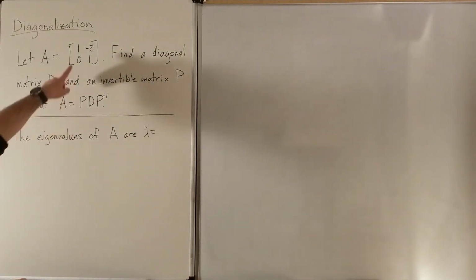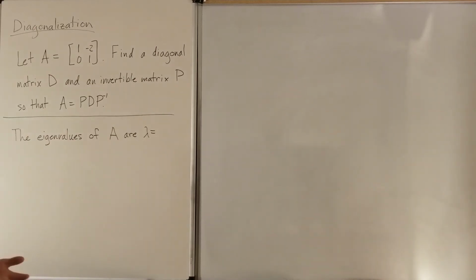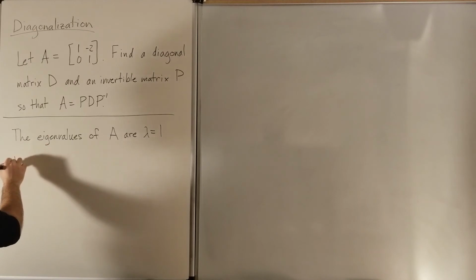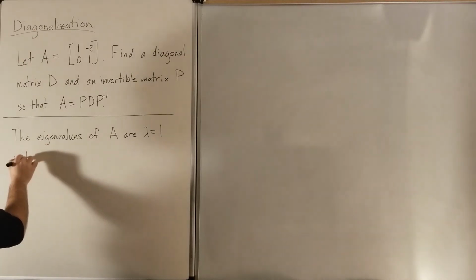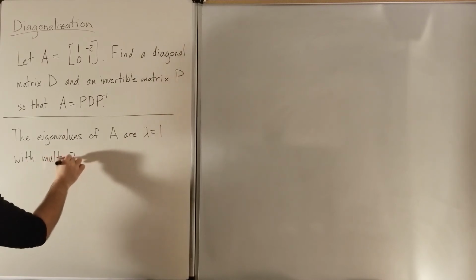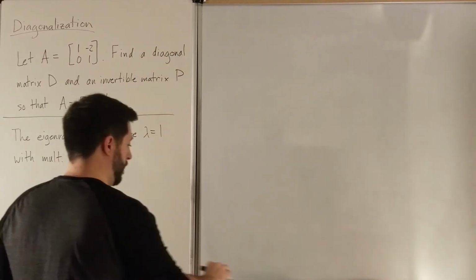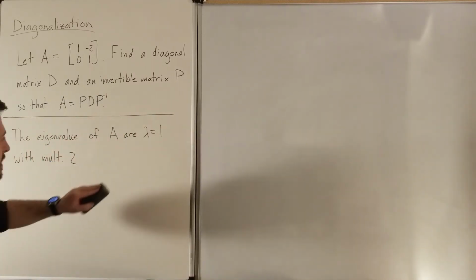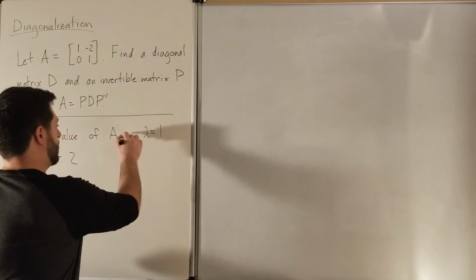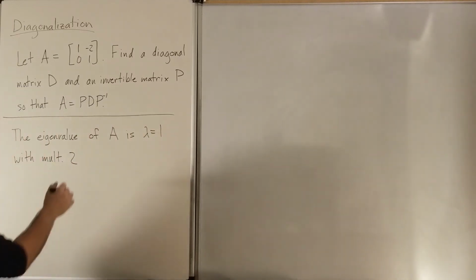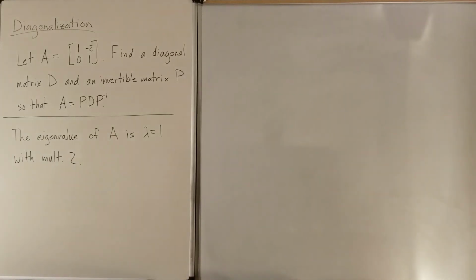So the eigenvalues are just going to be the diagonal entries because this is a triangular matrix. Strangely worded here. The eigenvalue of A is this. There's only one eigenvalue, and it has multiplicity 2. So with that, we can now find the corresponding eigenvectors.